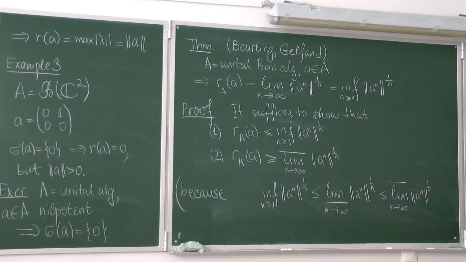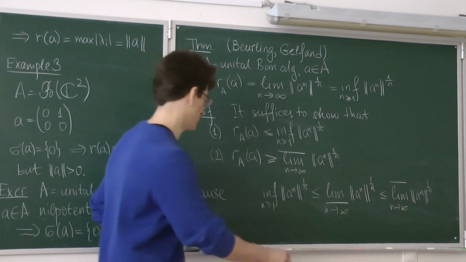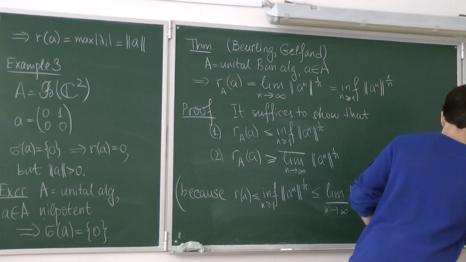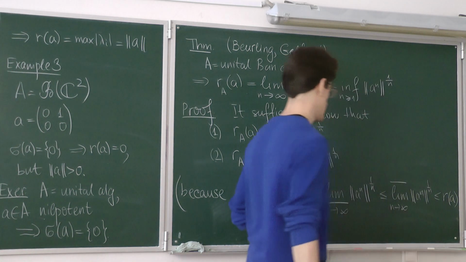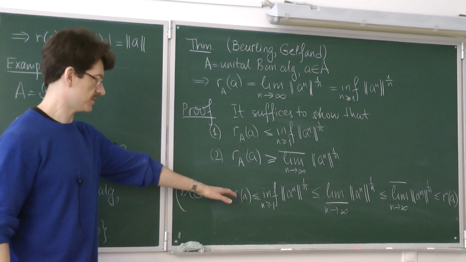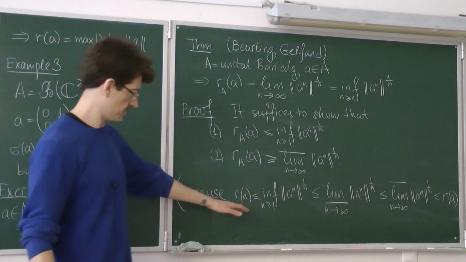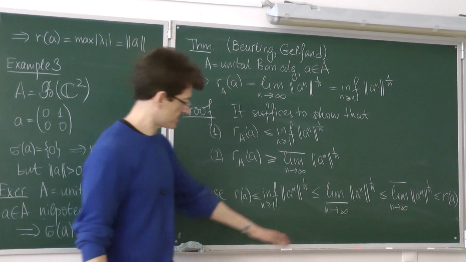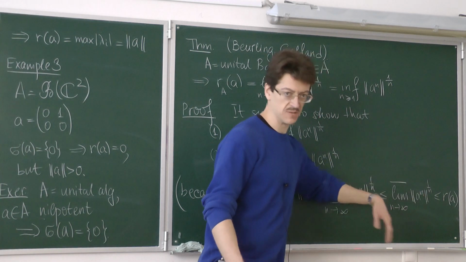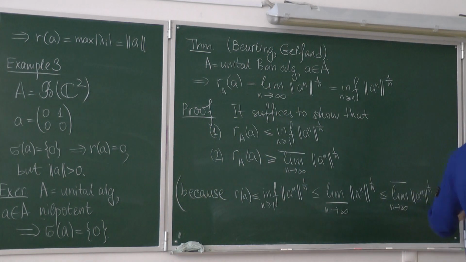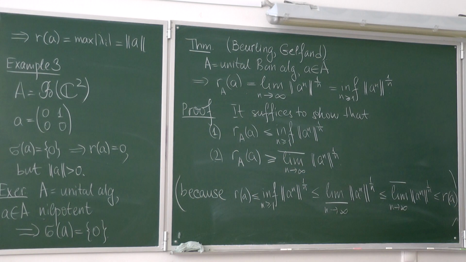So these inequalities hold always, and if we prove 1 and 2, then we get the following chain. And this chain shows that actually all inequalities in this chain are equalities. So in particular, the spectral radius equals this infimum, and since the lower limit equals the upper limit, we conclude that the limit exists, the sequence converges, and the limit equals the spectral radius. So we have to prove inequality 1 and inequality 2.